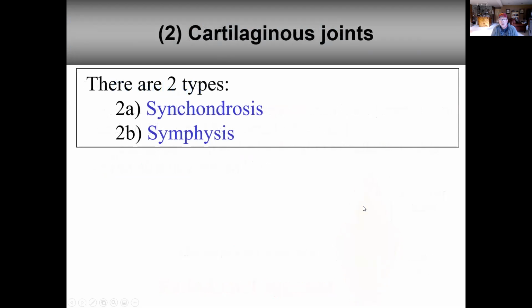Okay, let's move on to cartilaginous joints. Two major types as listed here: synchondrosis and symphysis. This might sound familiar to you because we talked about the symphysis pubis recently in lab. Does anybody remember where that is? Symphysis pubis. Well, we'll see if you remember. We're going to review that in just a moment.